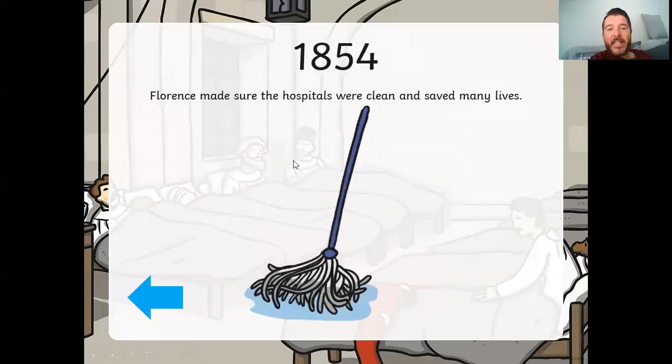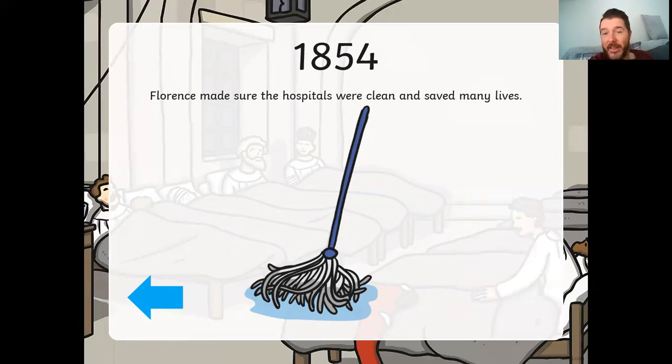Then later on in 1854, still in the same year, Florence, as part of the nursing team, decided that these hospitals she was working in were disgusting. They were dirty. They had rats. The food was horrible. The people didn't have clean clothes or clean bedding. And she decided that the best thing she could do would be to clean up the hospitals.